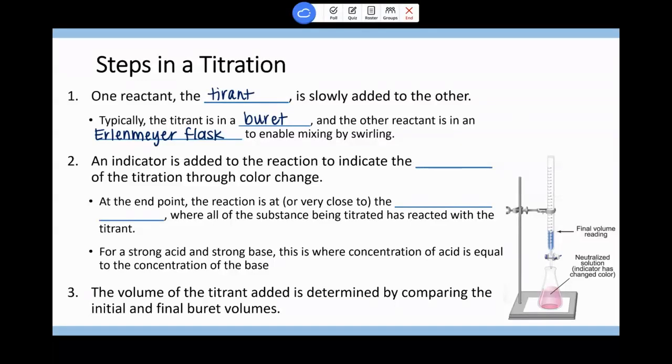We add an indicator to the reaction to indicate the end point through color change. At the end point, which means we're at or very close to the equivalence point, the indicator changes color. This means the substance being titrated has reacted with the titrant. So all of the substance being titrated has reacted with the titrant. For a strong acid and strong base, these are the only types of titrations we'll talk about here, the concentration of the acid is equal to the concentration of the base. And the volume of the titrant is determined by comparing the initial and final burette volumes.